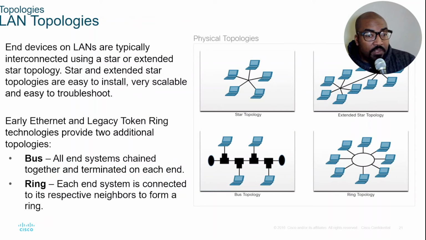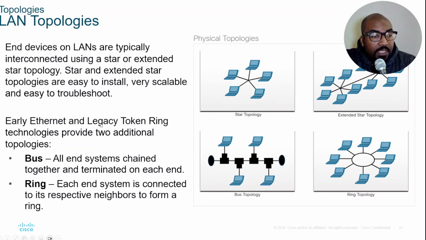Now, let's take a look at these local area network topologies, because some of these may look very familiar. Because I guarantee one of them you're using right now in your own house. As a matter of fact, I want you to send me an email on which topology you think you're using in your house right now. End devices in local area networks are typically interconnected using a star or extended star topology. Star and extended star topologies are easy to install, very scalable, and easy to troubleshoot, right?